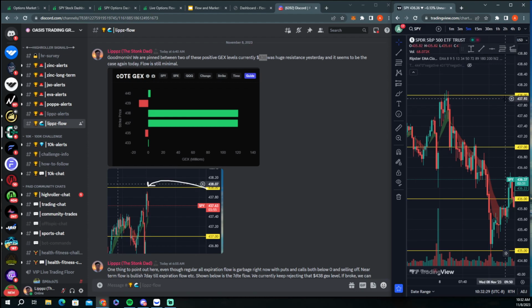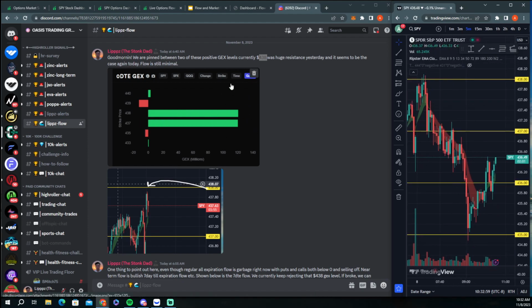Look where we rejected 438, spot on, almost to the penny. That's where the dealers had to sell the underlying to remain neutral on this gamma. And that's why I went over that a little bit earlier about gamma exposure being delta neutral and gamma neutral, because these bars play a huge factor on how price moves, especially the 0DTE ones, because those move the quickest and data changes all the time with those. So dealers have to act quick in order to hedge those positions, if that makes sense.